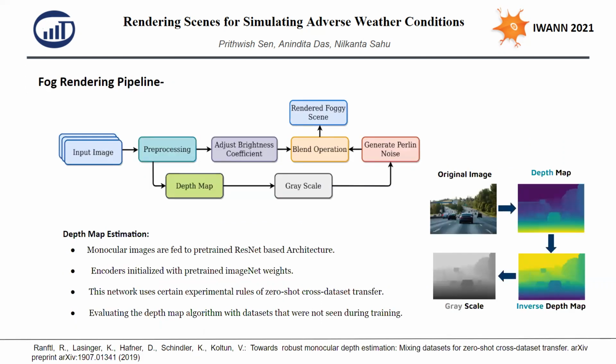The fog rendering scheme is based upon the atmospheric scattering of light, where we render heterogeneous foggy effects with the Perlin noise. At the beginning, input image is pre-processed to render some dull effects. Then the depth map is computed, and the depth map evaluation is done from monocular images input to the pre-trained ResNet architecture with encoders initialized with weights of the pre-trained ImageNet. The image is then normalized between 0 and 1, followed by the inverse depth map and grayscale conversion.